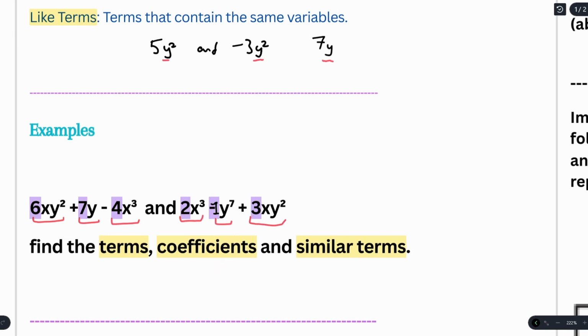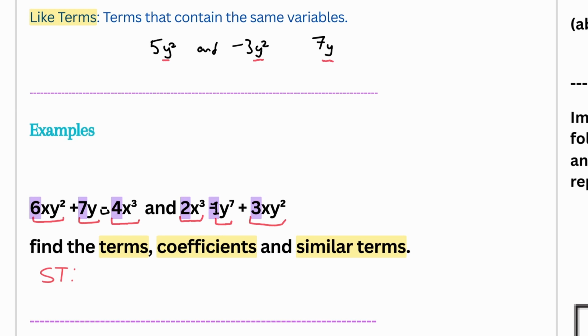You can include a negative to this coefficient or not, because the negative is being multiplied by both of them, so it doesn't matter. And lastly, let's find the similar terms. On the left side, let's take a look.